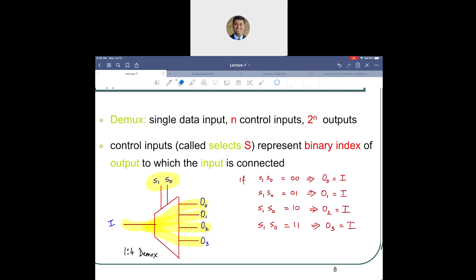Now the question is, suppose we are in this condition. We have made S1 and S0 as 0, 0. That's what is happening now. Output O0 is equal to the input I. But what about the rest of the outputs in this case? The rest of the outputs, O1, O2, O3, what are they then? What do you think they should be?